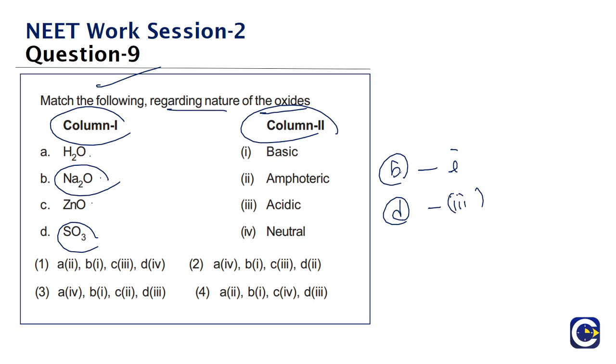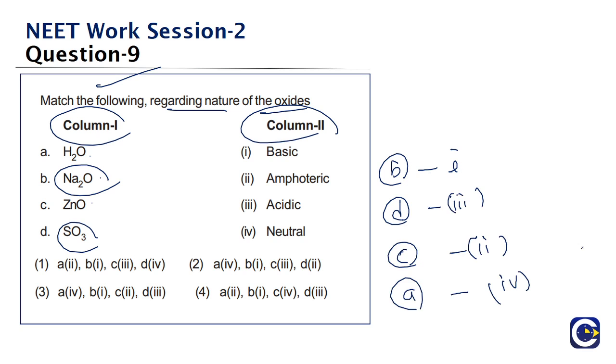So B is matched to 1, D is matched to 3, and zinc oxide. So what is zinc oxide? Zinc and aluminum oxides are amphoteric, which means C is matched to 2. And water, which is A, is a neutral oxide. So what is it? It's option 4.